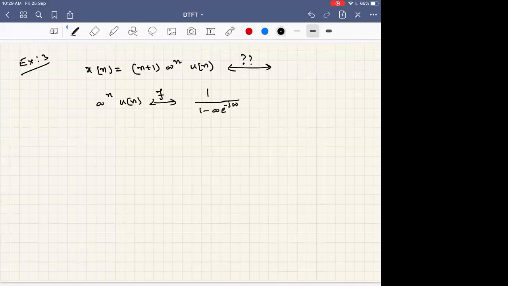Yeah, fine. What is the next step? I request the same person to guide for the next step. What should I do now? We know n into x of n by property, sir. What is this? J differentiation, sir. Okay.